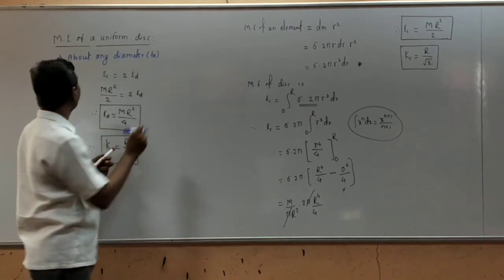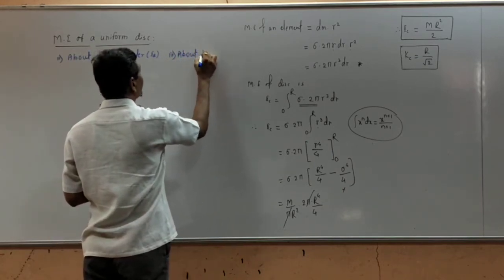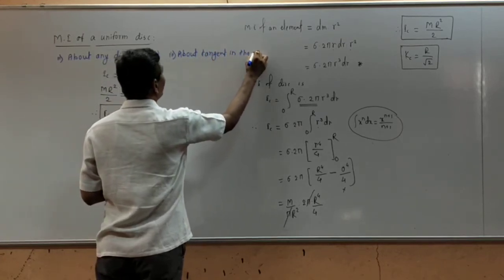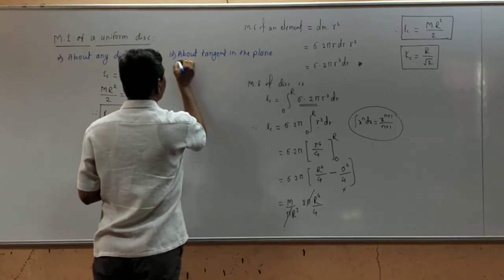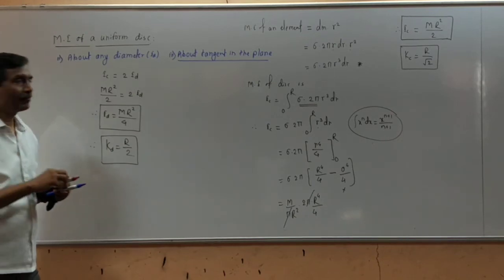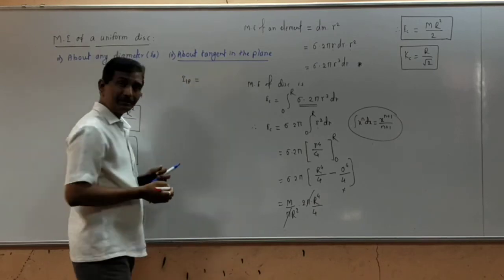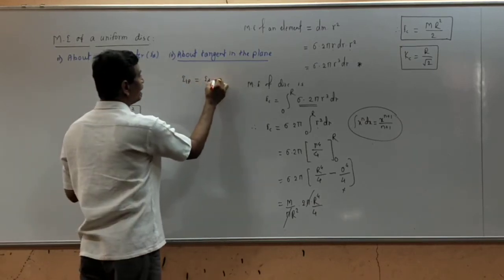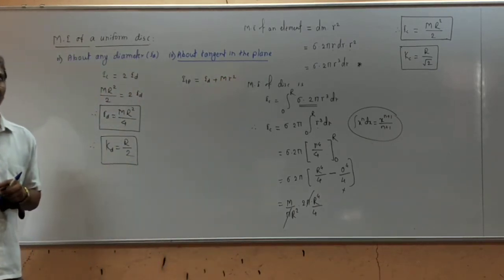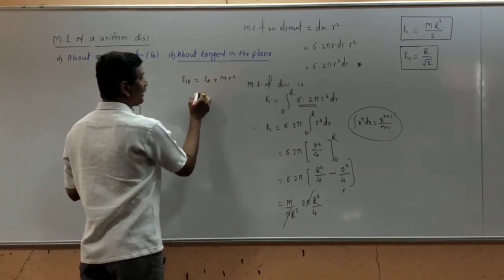Case number 3. About tangent in the plane. This tangent in the plane is parallel to the diameter. Therefore, apply the parallel axis theorem. Tangent in the plane, we use the symbol ITP. So it is equal to ID plus MR square, by parallel axis theorem. So tangent in the plane is parallel to diameter.